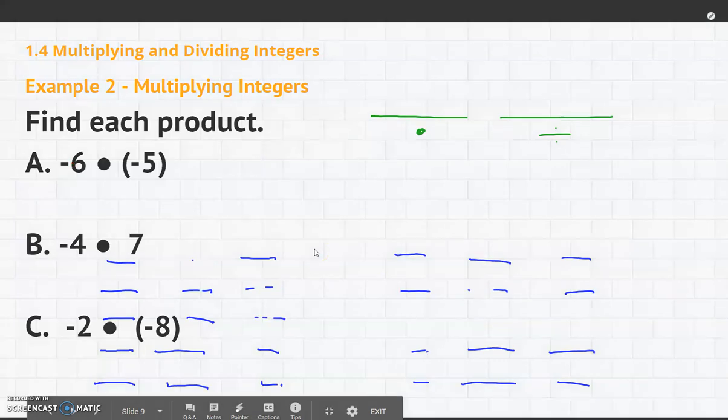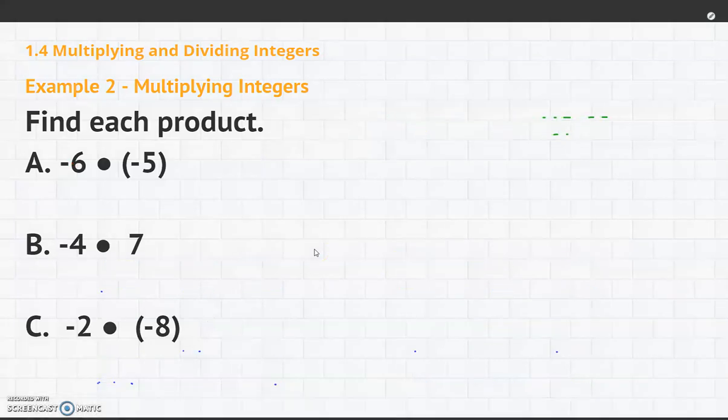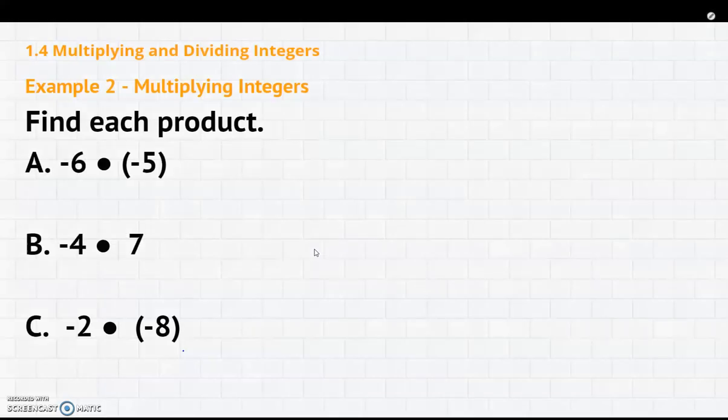Okay, let's try a few examples here. Now you really have to remember your multiplication facts for this lesson. If you're not so sharp on your multiplication facts, I would recommend practicing flashcards, going online, getting some type of practice in, because you are going to need to know those.